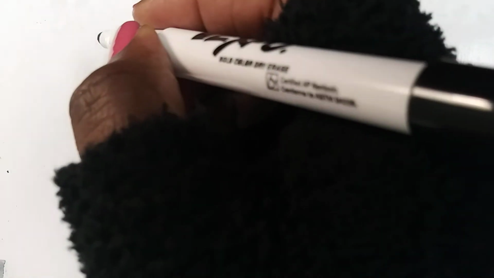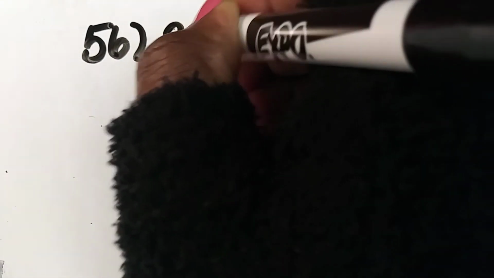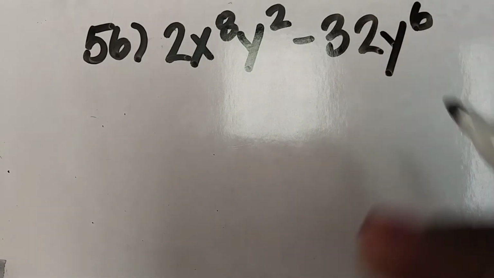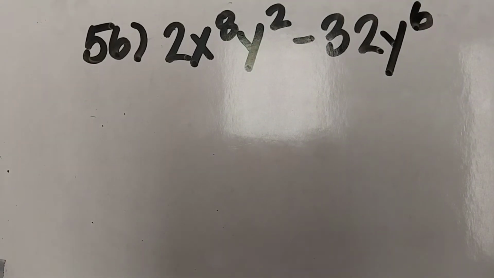Look at number 56. We have 2x to the 8th, y to the second, minus 32y to the 6th. When you're factoring, we've talked about greatest common factor, factor by grouping, and factoring out the difference of two squares. So we've already talked about 3 factoring methods. But the first method you want to always think about first is, does it have a GCF?